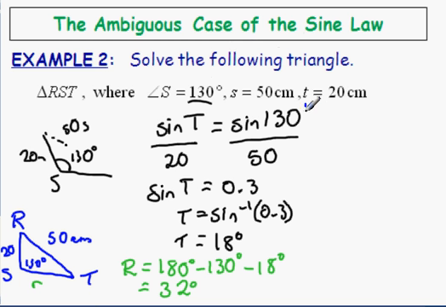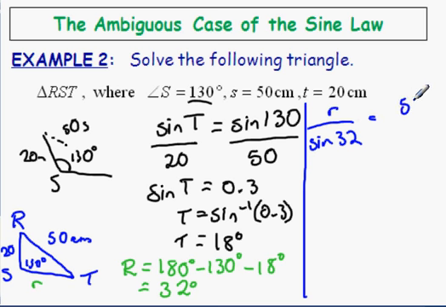Okay, I'm going to use sine law to solve for side R. So we have side R, which is across from angle R. Okay, and then we can use either pair here. I'm going to use the pair given in the question. So we have 50 and sine 130. Okay, so if I multiply, I find my third side is 34.6 centimeters.